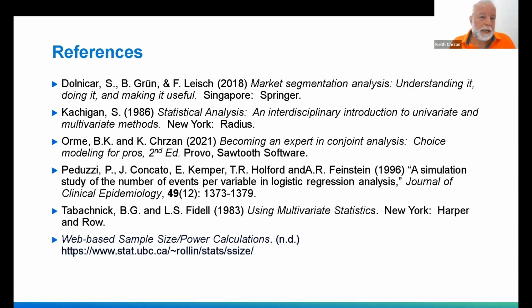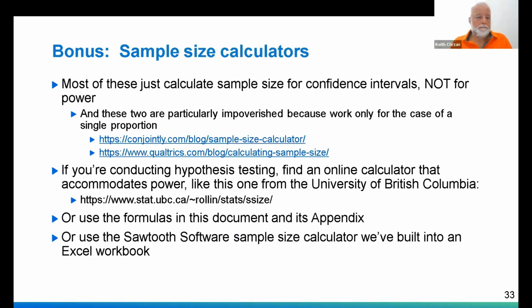I've got some references here. The Sam Katchigan book I talked about. The other references that I use to get references on sample size for more complex kinds of studies. I've got a reference to a web-based sample size calculator down there at the bottom. Most of the online calculators only estimate sample size for confidence intervals, but if you want to do it for both confidence intervals and power, I would encourage you to go to that calculator. That's the one to use. Most of the rest you should ignore for good reason.